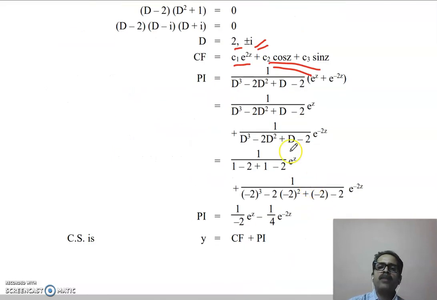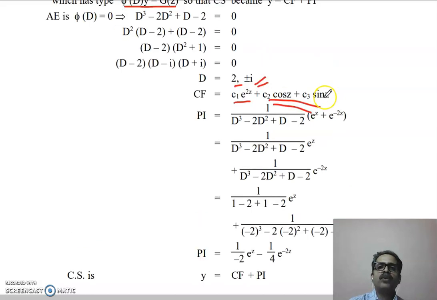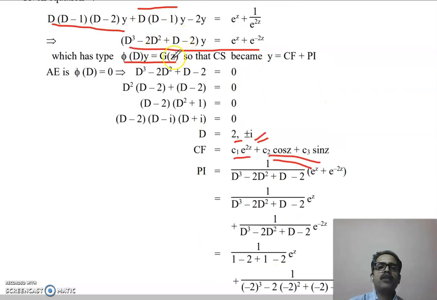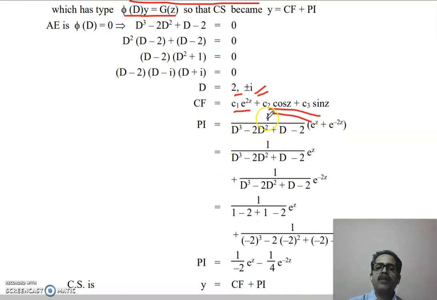And then you write the formula for PI, 1 by phi(D) acting over f of g of z, right? And you can see that we have to compare this equation. Here you will find g of z, you will find phi of D, and apply the formula 1 over phi(D) and here g(z). You can see that there are two terms, so split this integral in two terms. The first term has the type e raised to ax, the role of x is played by z, and a is 1. So in the first term you have to put D is a, that is D is 1.